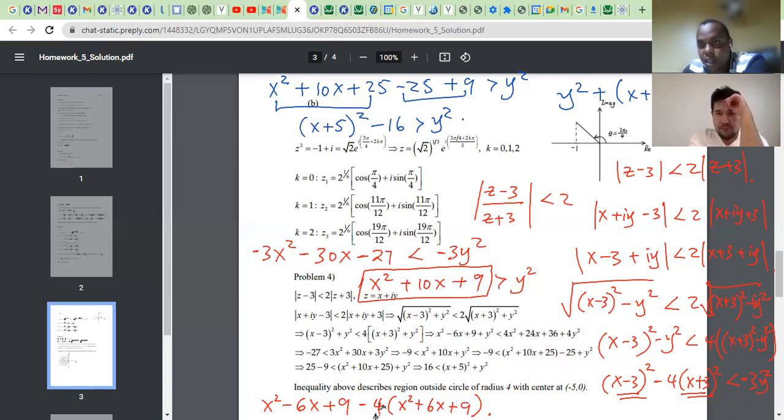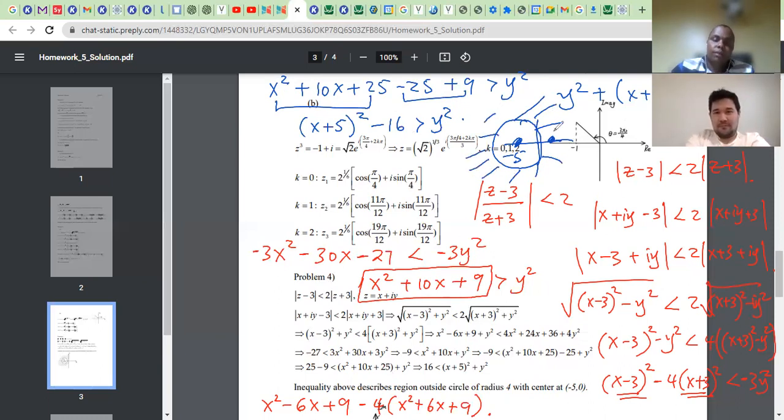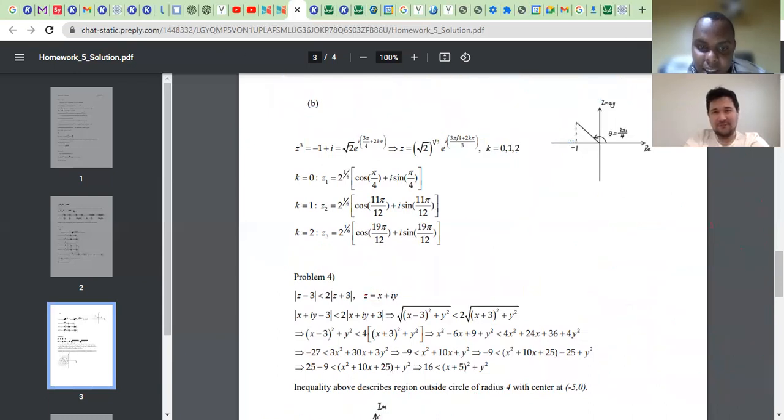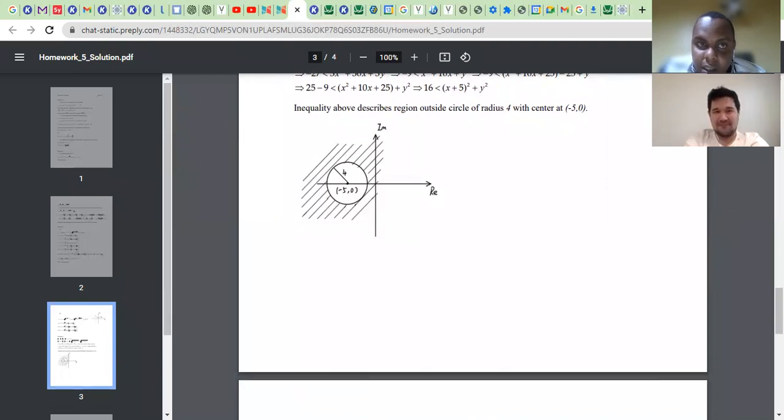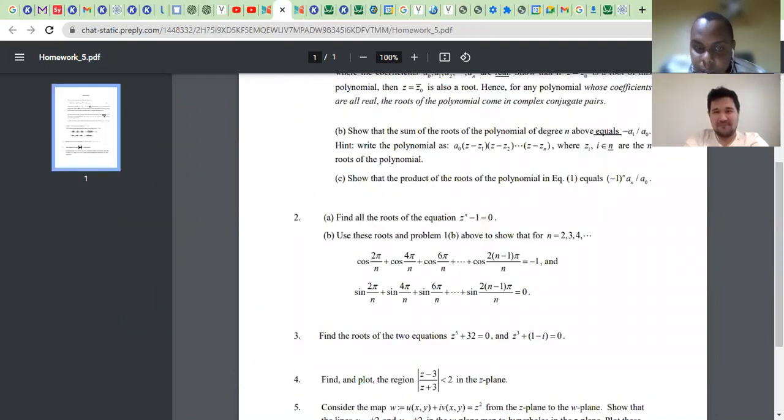So this is going to be a circle centered at 0 and negative 5, and the radius is 4. We want the greater than region. It looks like geometry, which we did in school. It's more of geometry. And there you go. It's cool.